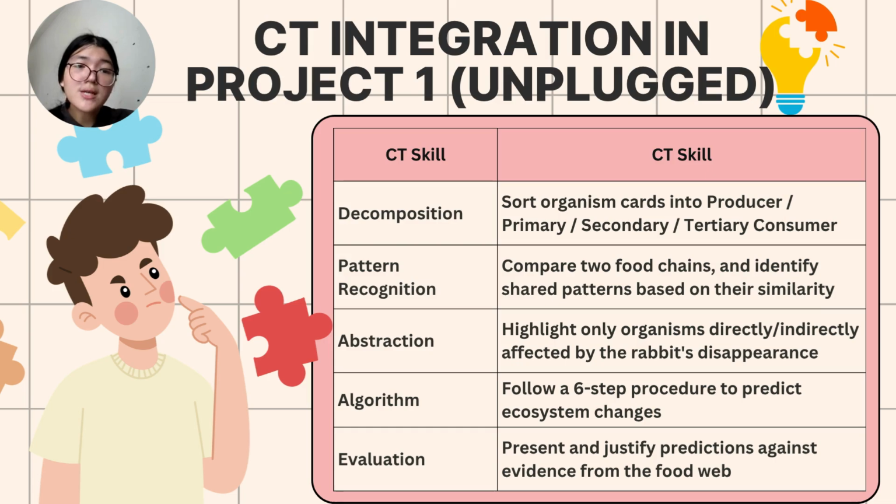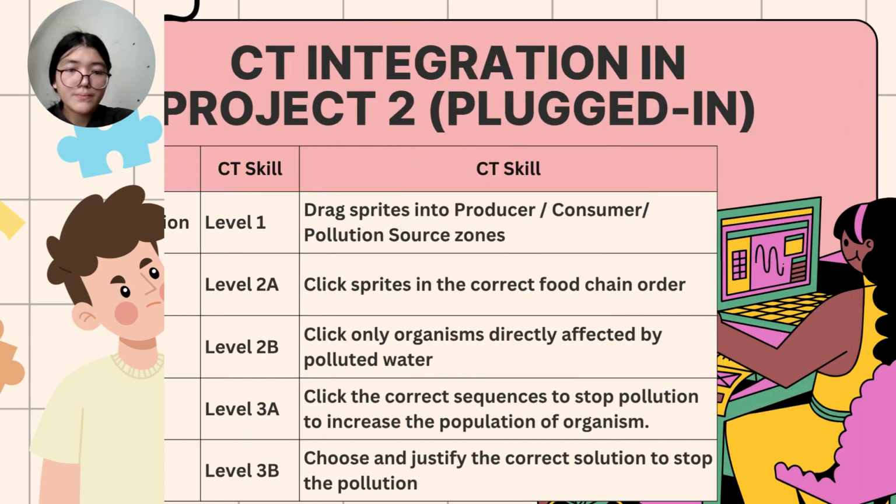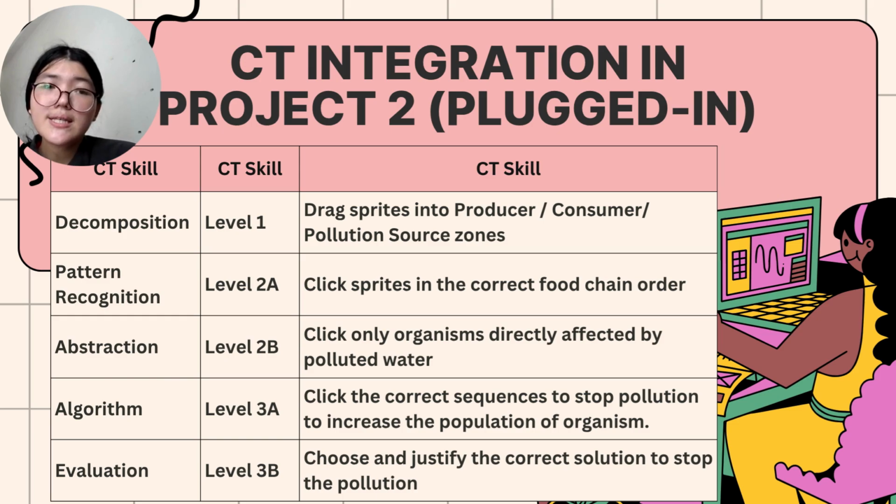For evaluation, the groups need to present their recorded answers to the class and compare their answers with the other groups. They need to justify their reasoning using evidence from the food web, while the teacher facilitates the discussion toward the scientifically correct conclusions. In this slide, we are going to look at the CT integration in Project 2.